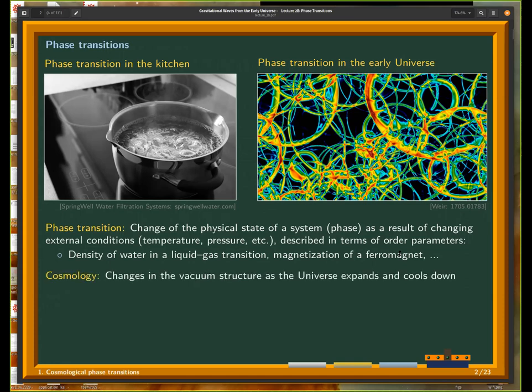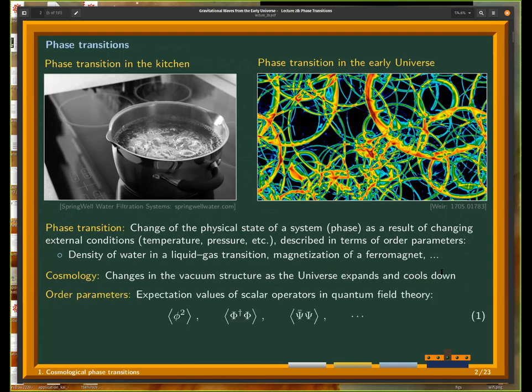Now in cosmology, something very similar can happen, but here we talk about changes in the vacuum structure of the universe as it expands and cools down. All right, and the order parameter is not the magnetization or the density of water. In the early universe, we describe these processes in the language of quantum field theory, and the order parameters to describe these phase transitions are the expectation values of operators, such as these down here, so a scalar field phi squared and the expectation value of that, or maybe also the expectation value of a fermion condensate, such as psi bar psi.